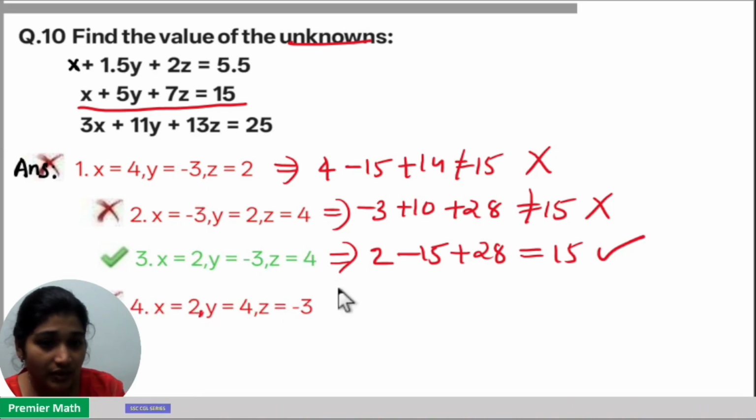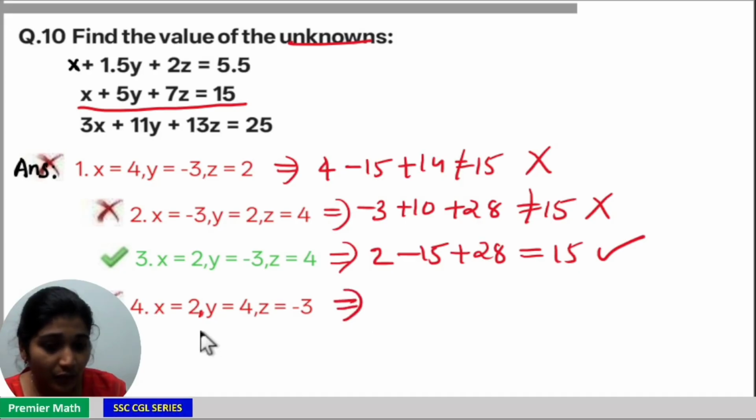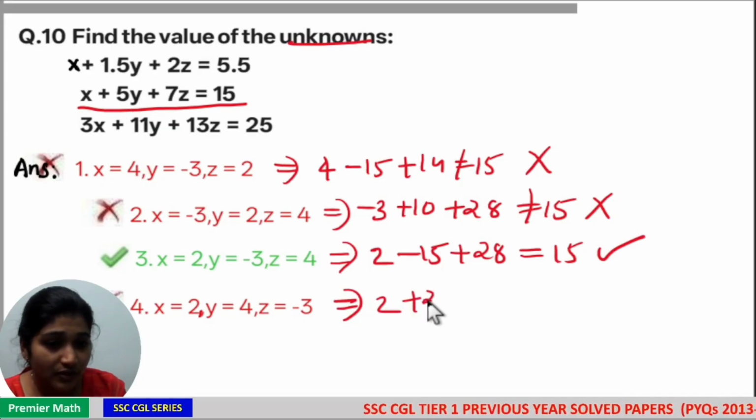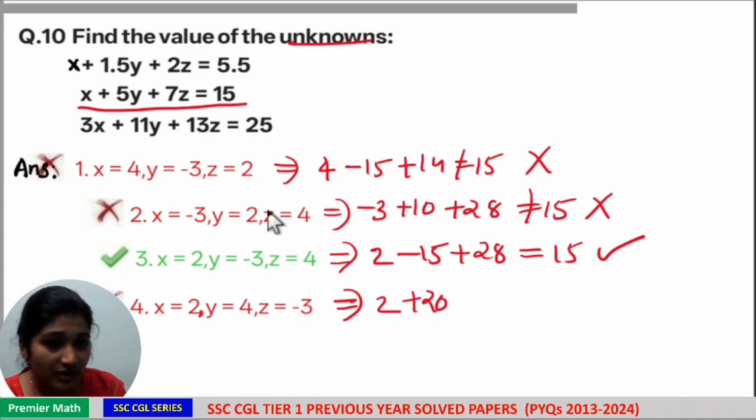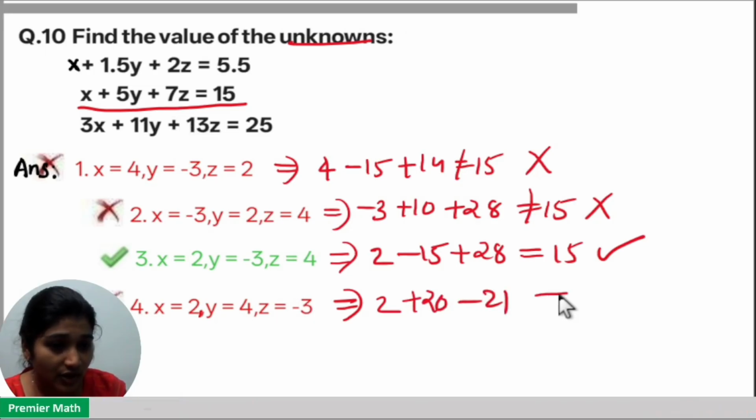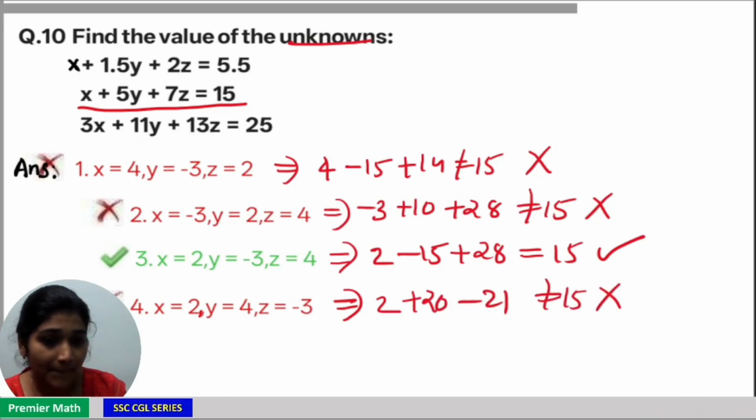Here, if you want to verify option 4, x is equal to 2 and y is equal to 4. 4 into 5 is plus 20, and here z is minus 3. Minus 3 into 7 is equal to minus 21. So this is also not equal to 15.